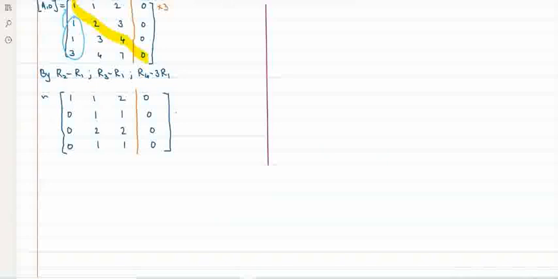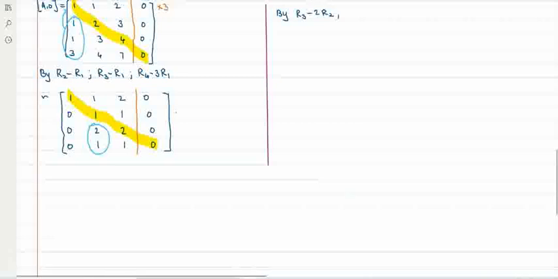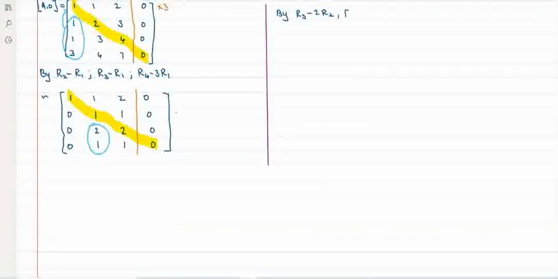Now again, this is your diagonal entry. After getting the elements below A11 to 0, these two elements you have to reduce to 0. Tell me the transformation. R3 minus 2R2 and R4 minus R2. Correct. R2 is the key row.